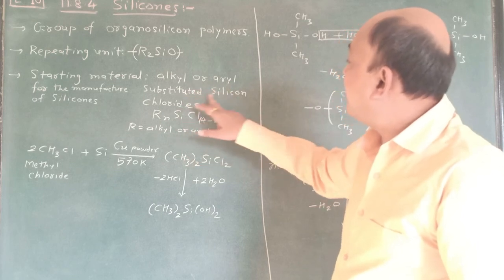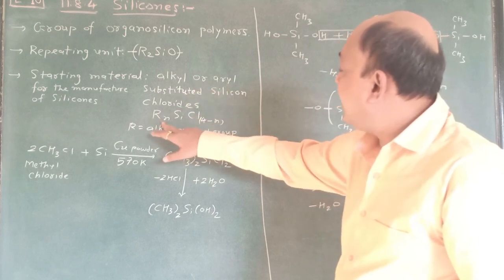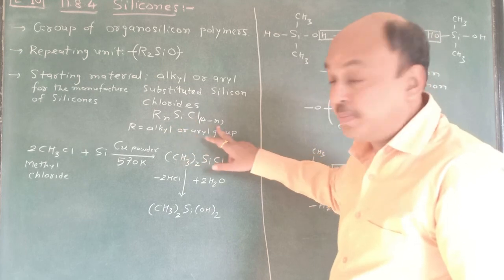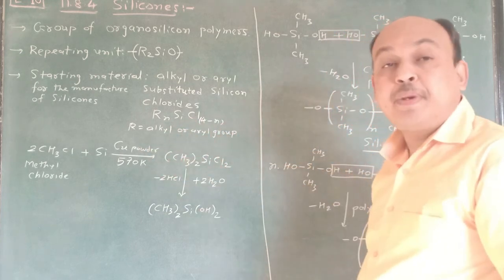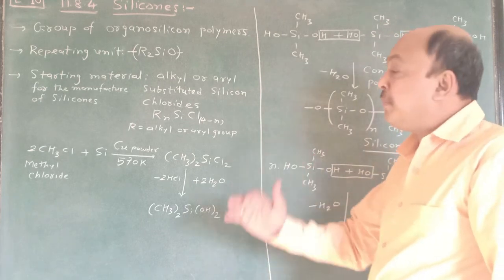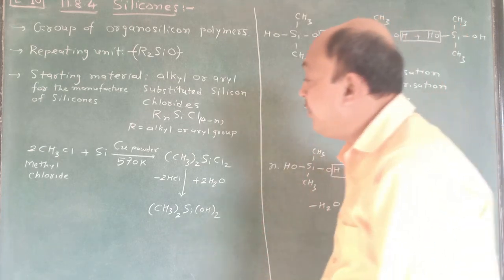Okay, alkyl or aryl substituted silicon chlorides, and that is RnSiCl4-n, where R is equal to an alkyl or aryl group. How do we prepare it? Preparation is very easy. Remember certain terms, so it becomes very easy for you.